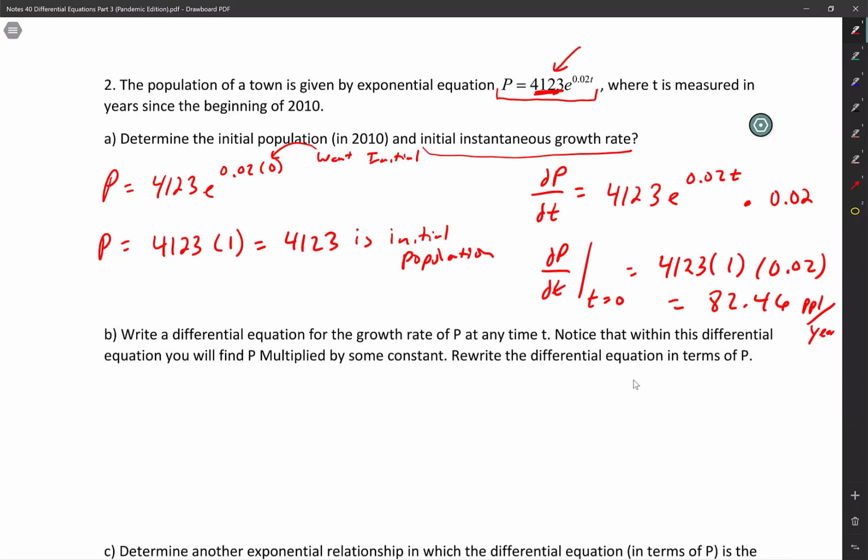I hope I didn't make any mistakes. I don't see any initial mistakes right now. So I think we're good.